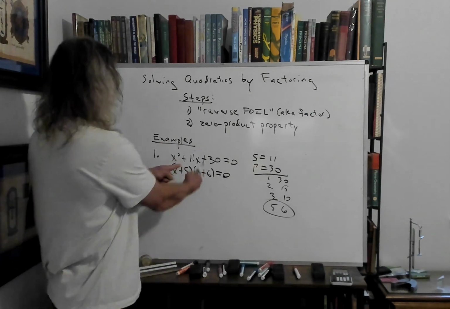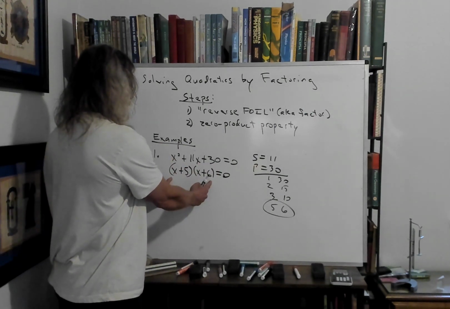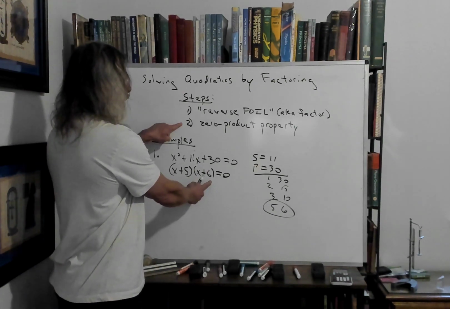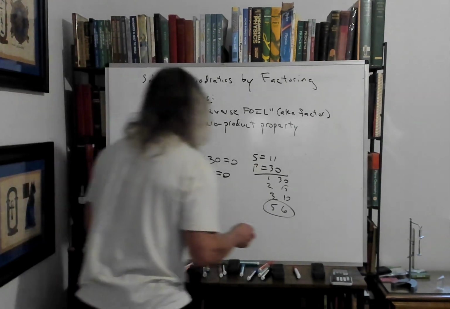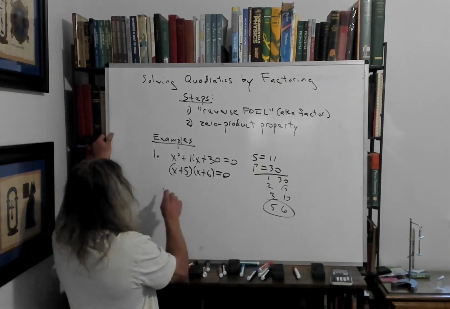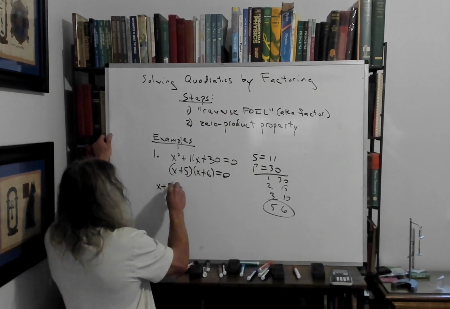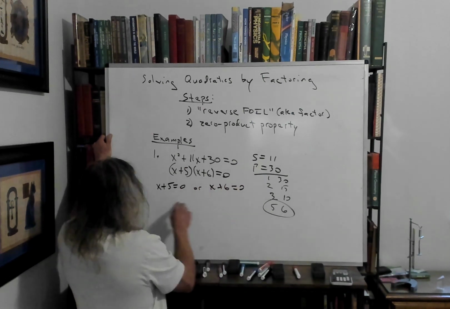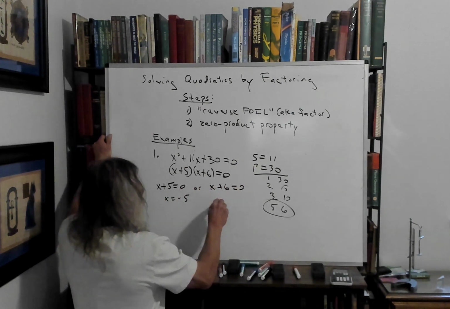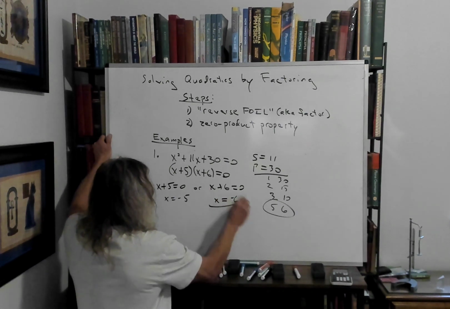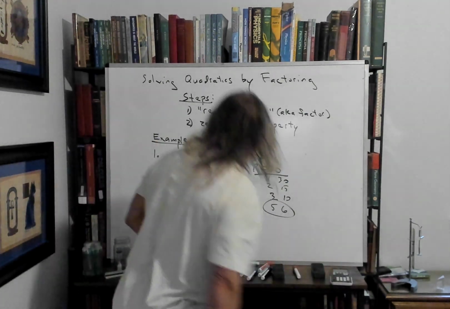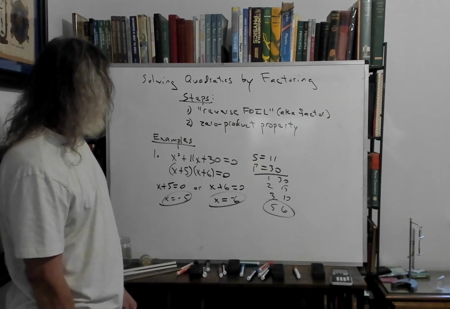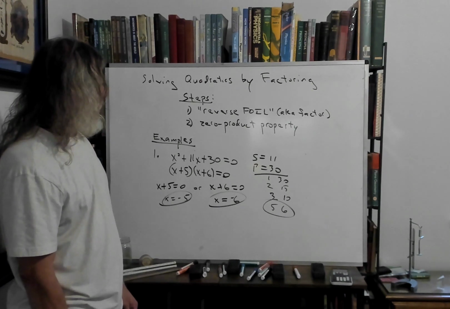So we get this part and factor it. Reverse FOIL. Done. Now zero product property. So as before, x plus 5 is 0, or x plus 6 is 0. Done. So our answers are negative 5 or negative 6. And that's basically what we would do to show our work.